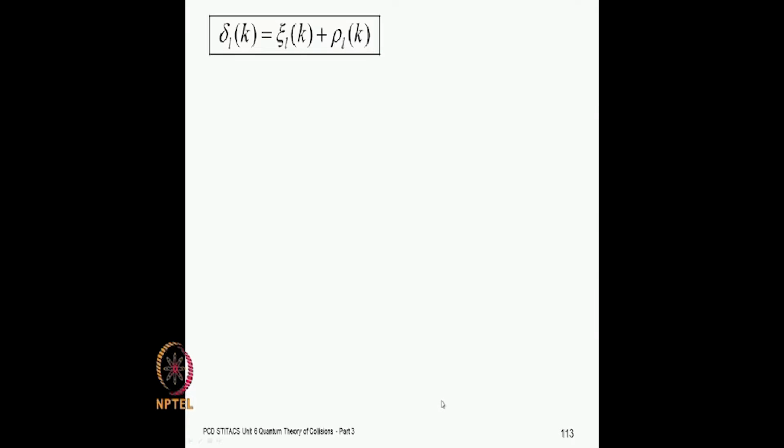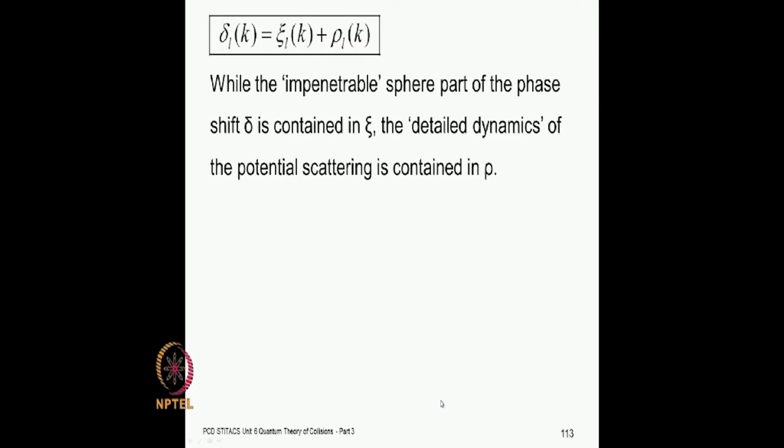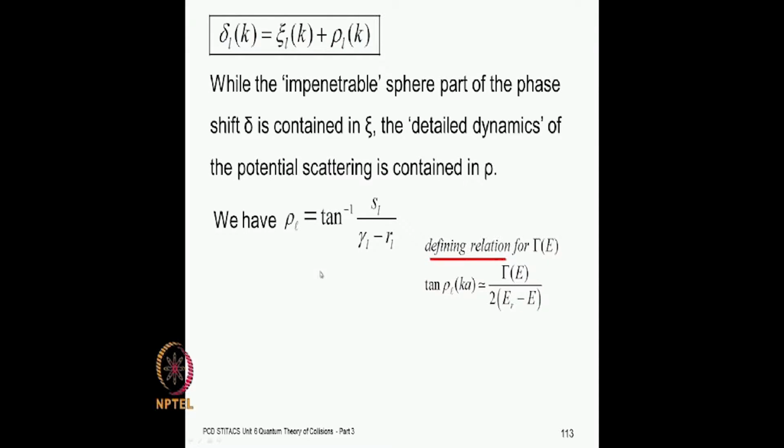This will be the resonance width, as you will see. So, this is the slowly varying part of the phase shift. Rho is what contains the dynamics. We have written the ratio in terms of S and R. This is how we had obtained the expression for the residual phase shift rho, and we have now defined gamma as this ratio.